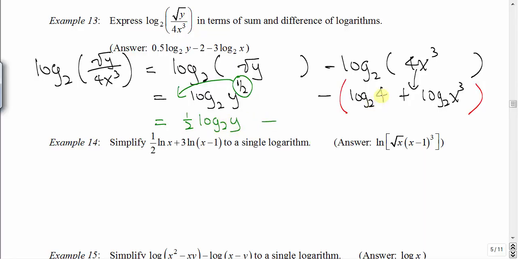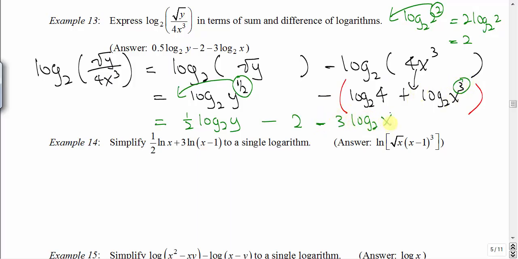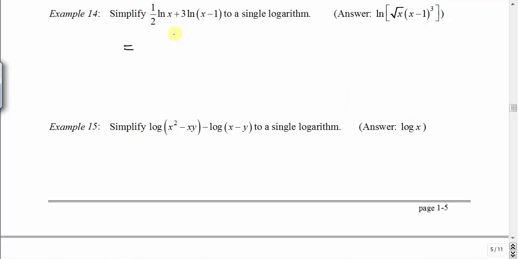4 can change to 2 squared. Once we bring down the 2, it is log base 2 of 2. And log base 2 of 2 is 1. So the result here will be 2. So subtract a 2 here. Minus multiplied by a plus will be a minus. The power 3 here we bring down. And that's the answer.